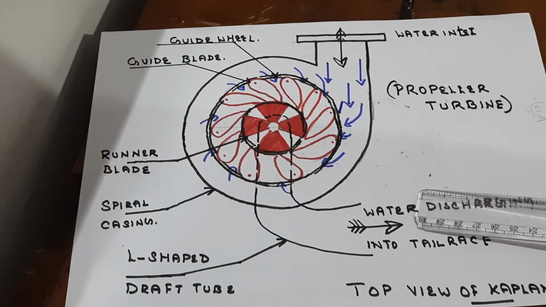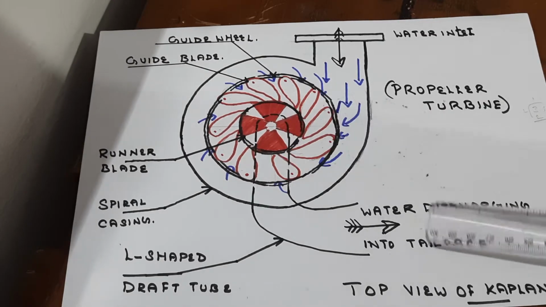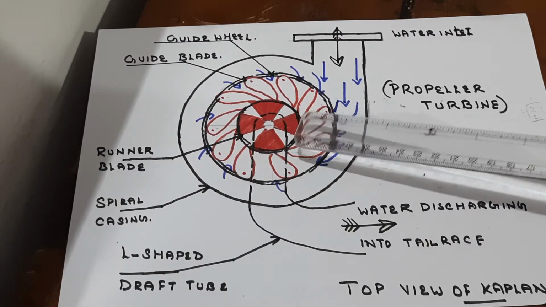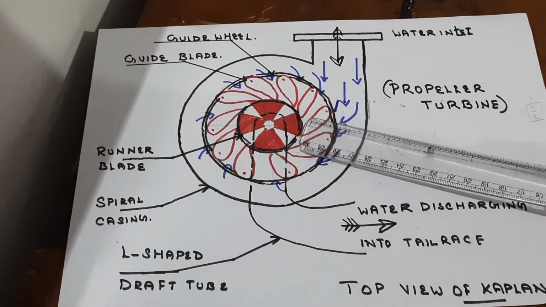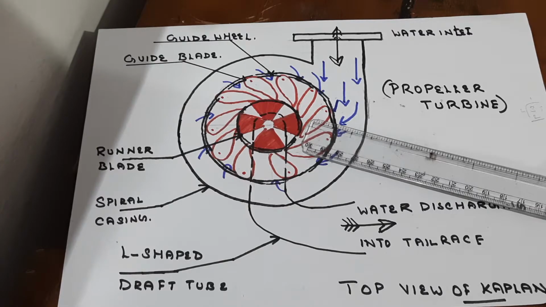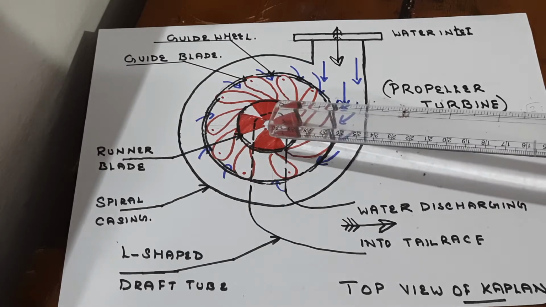Hello, today I'm going to teach you about Kaplan turbine. So this is a top view sketch of a Kaplan turbine. So Kaplan turbine is a reaction flow turbine. The water flows axially.